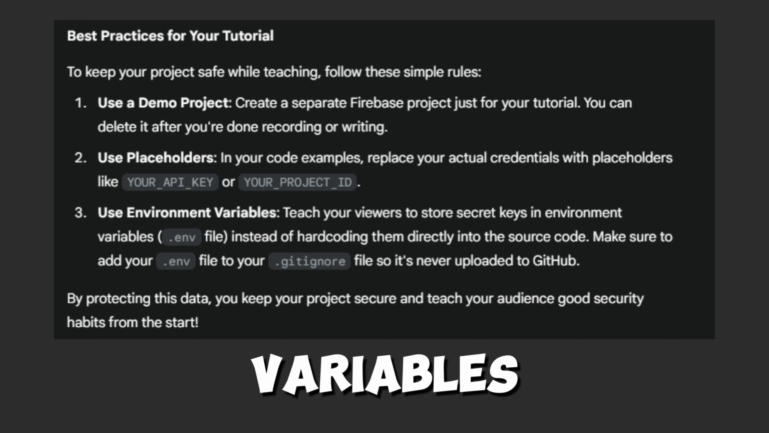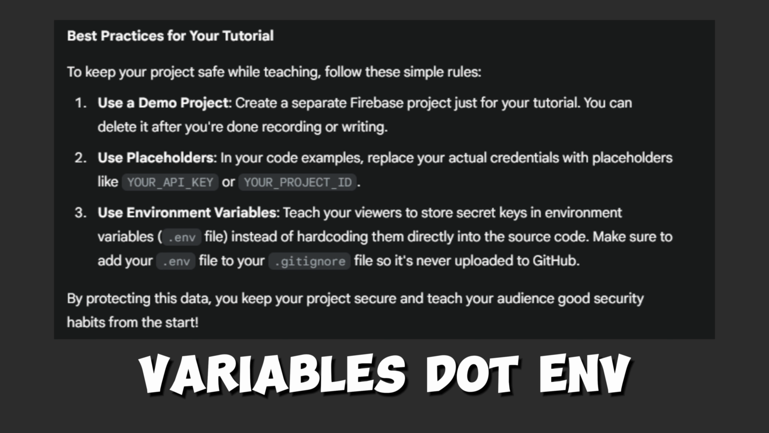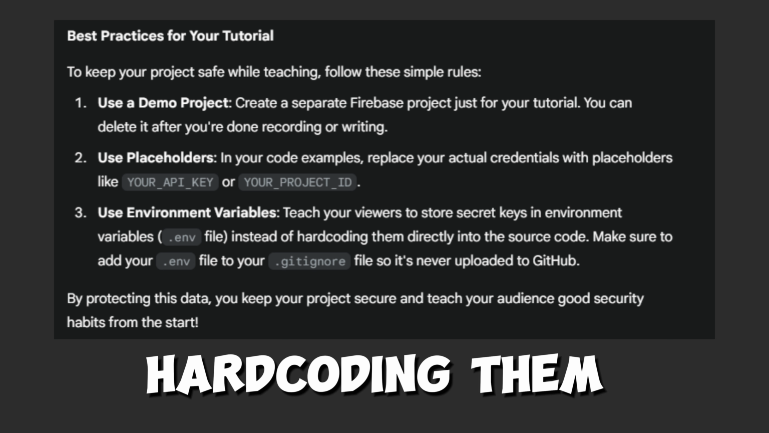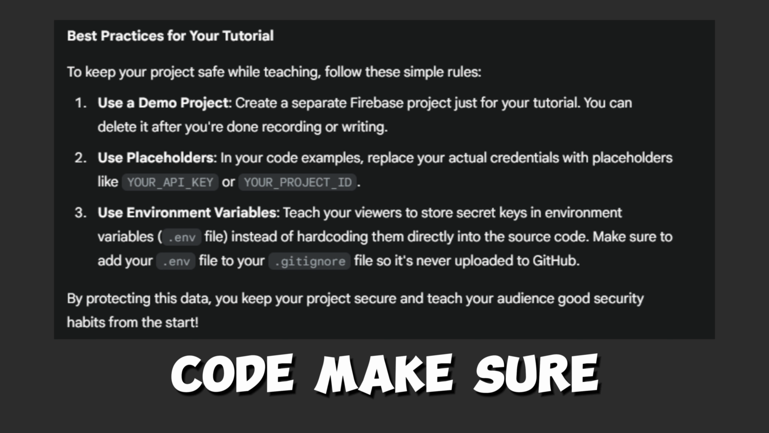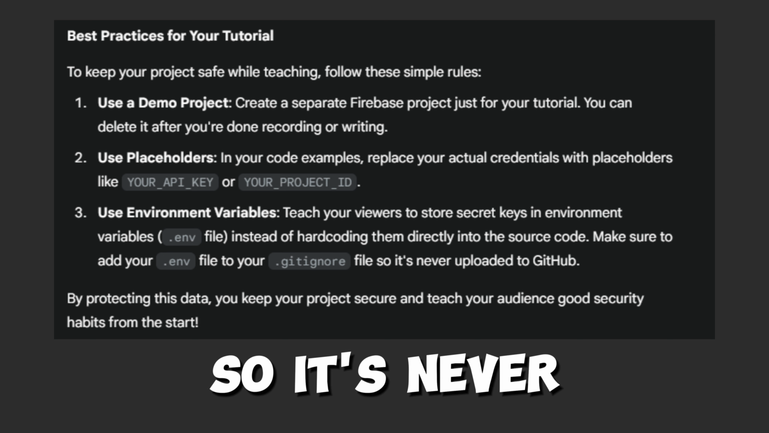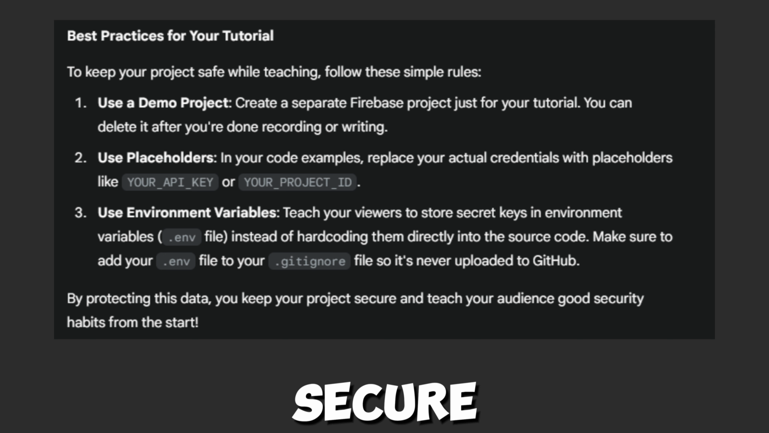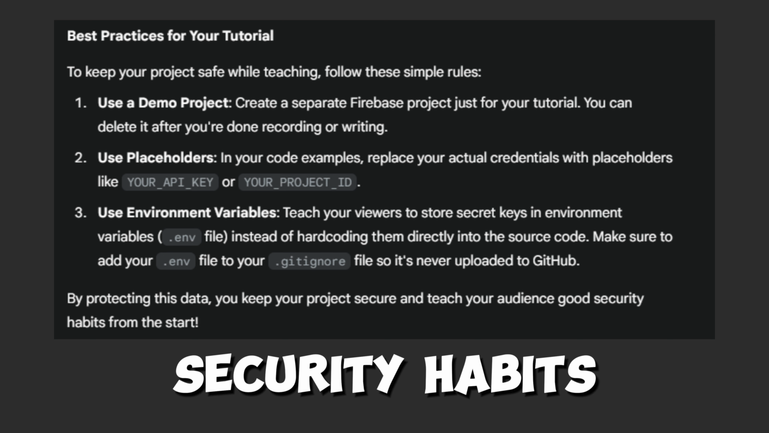Use environment variables. Teach your viewers to store secret keys in environment variables, a .env file, instead of hardcoding them directly into the source code. Make sure to add your .env file to your .gitignore file so it's never uploaded to GitHub. By protecting this data, you keep your project secure and teach your audience good security habits from the start.